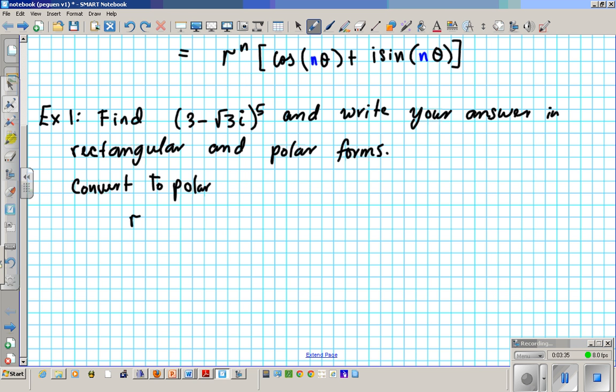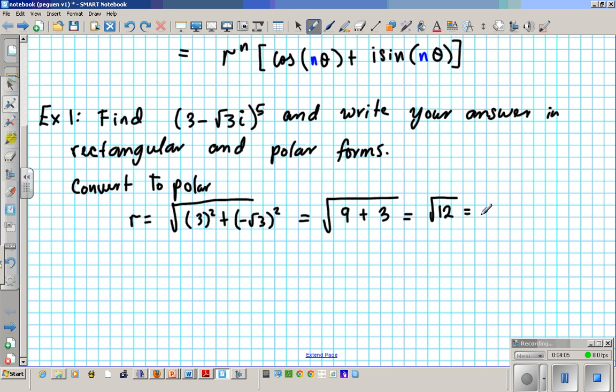So r is basically the square root of a squared plus b squared. So the square root of 3 squared plus negative root 3 squared. Remember, don't take the i. So that becomes the square root of 9 plus 3, because root 3 squared is 3. That becomes the square root of 12. If you simplify that, this is the same thing as 2 root 3, because this breaks out to 2 twos and a 3.